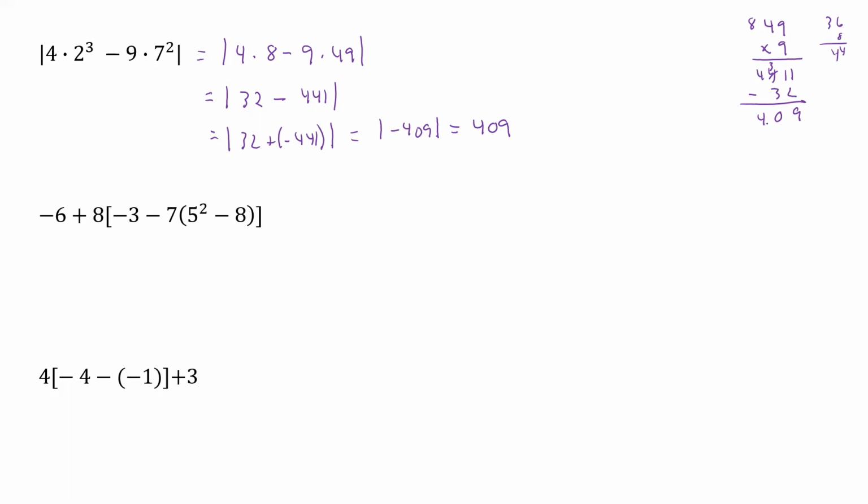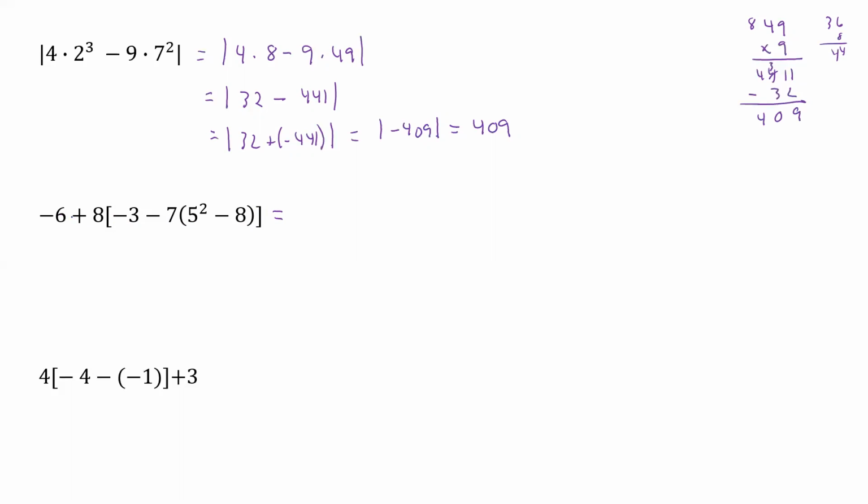Okay, so again, you're going to have to sometimes work over here on the side, which is fine, and then you get your answers over here and fill in the places as we go. How about the next one? We have negative 6 plus 8 times the quantity, negative 3 minus 7 times the quantity, 5 squared minus 8, in parentheses and brackets.